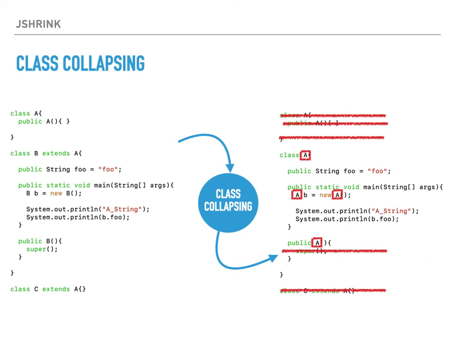Class collapsing is slightly more complex, so please feel free to pause the video so you understand what's going on here. There are three classes, A, B, and C. C is never used and therefore can be removed from the program. Having A and B is redundant in this case. Therefore, we may merge A into B, so we only have the remaining B class.